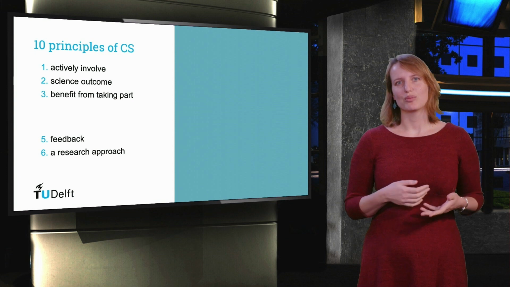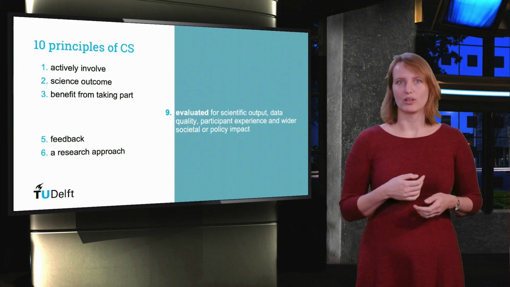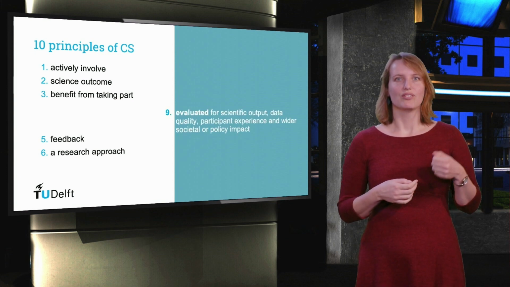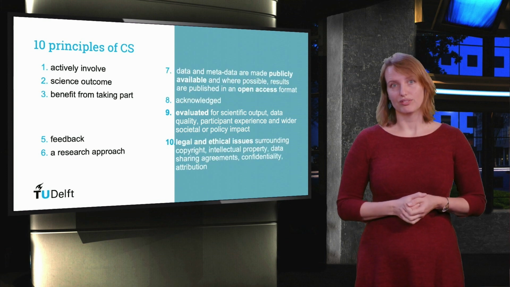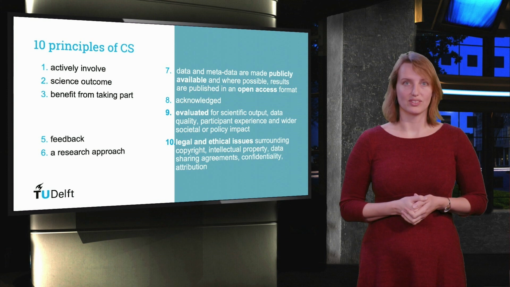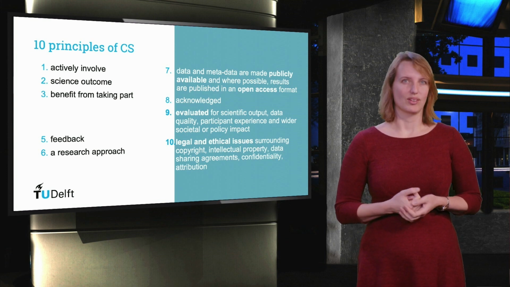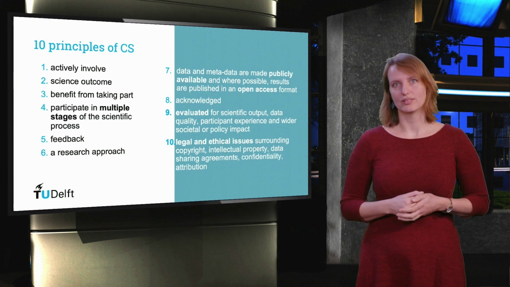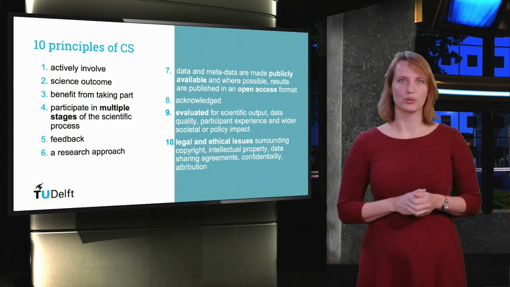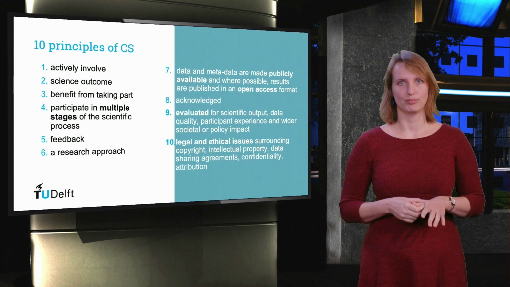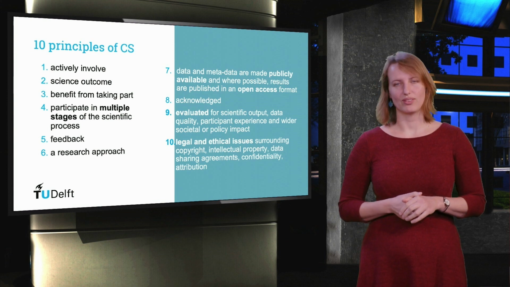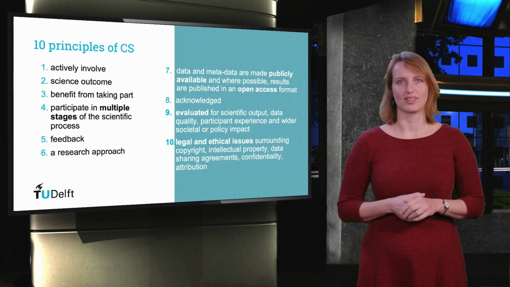In the next lesson about participation, we will look closer into Principle 3, 5, and 9. And the lessons about responsibilities follow from Principles 7, 8, and 10. And finally, Principle 4, about the stages of or roles in the scientific process, will be discussed in this video. But before we do that, we first investigate the reasons for implementing citizen science.